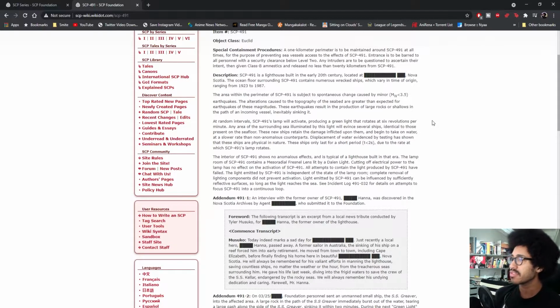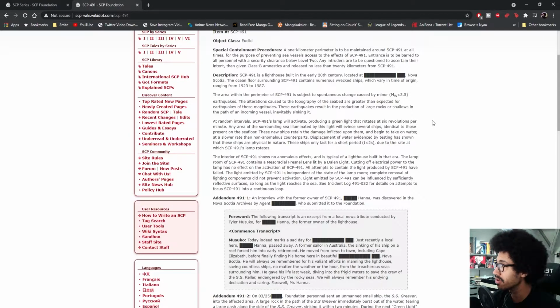At random intervals, SCP-491's lamps will activate, producing a green light that rotates at 6 revolutions per minute. Okay. Every 10 seconds is one round. Any area of the surrounding sea illuminated by this light will evince several ships, identical to those present on the seafloor. These new ships retain the damage inflicted upon them and begin to take on water at a slower rate than their non-anomalous counterparts. Displacement of water evidence by testing has shown that the ships are physical in nature. These ships only last for a short period.